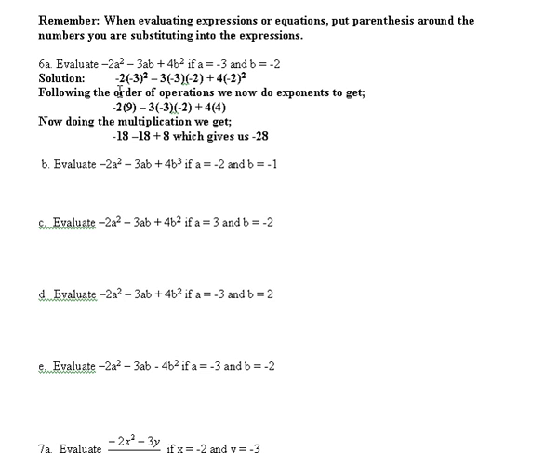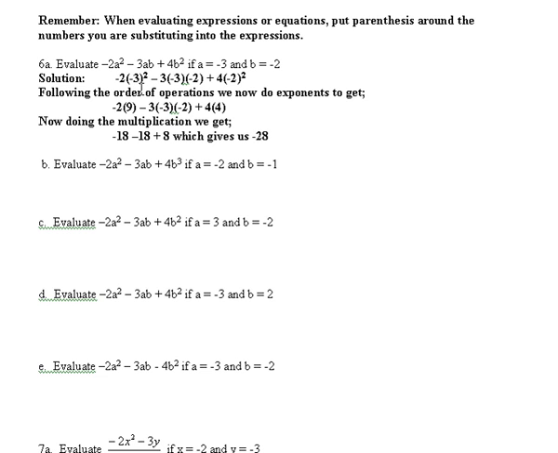So this would be -2 parentheses, which means times that entire -3 squared minus 3, okay, minus 3 times a. What's a? -3 with the parentheses around it, so it doesn't look like subtraction. We're multiplying here. B is -2 with parentheses around it, plus 4 times b squared. B is -2 squared. Now you just work this out.